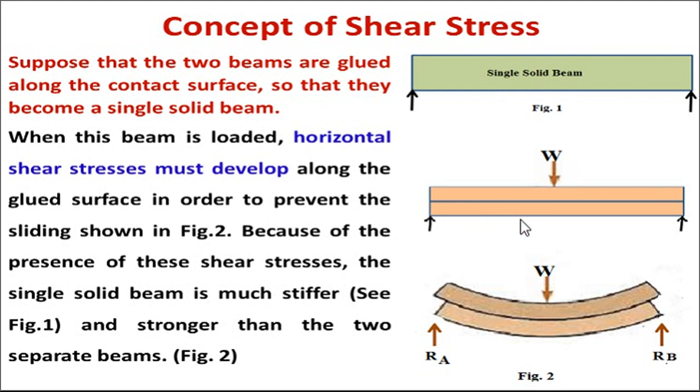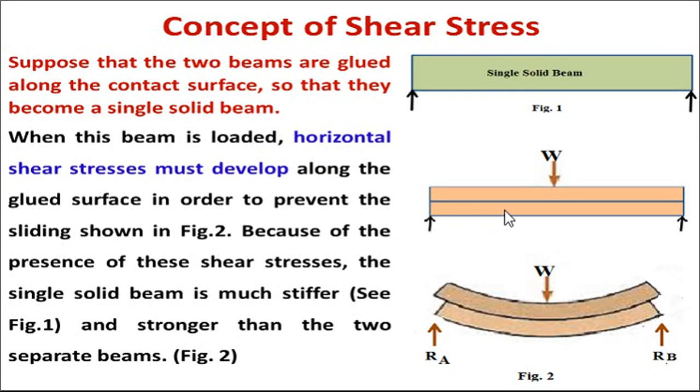But if you see the second figure, here I have formed the beam but made up of two different layers. Suppose that two beams are glued. Glued means they are stuck together. So in between these two layers there must be some glue, or you should use some solution to stick them. If two beams are glued along the contact surfaces so that they become a single unit, when the beam is loaded, horizontal shear stresses must develop along the glued surface in order to prevent sliding.